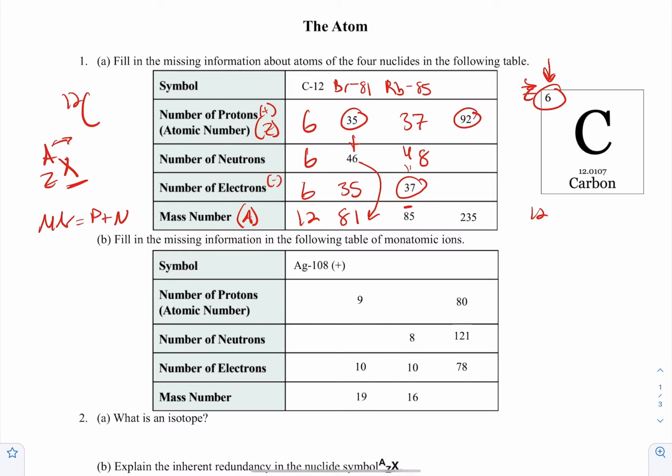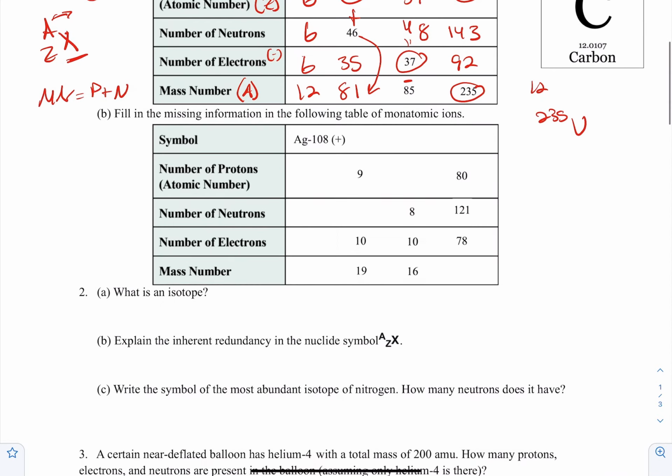What element has 92 at the top left-hand corner? Looks like it's uranium, and they already give me the mass number, so it's uranium-235. Remember, these can also be written like this. Either format is just as valid in chemistry terms. Then I'm going to assume that it's neutral, so 92 electrons, and 235 minus 92 is 143 neutrons.